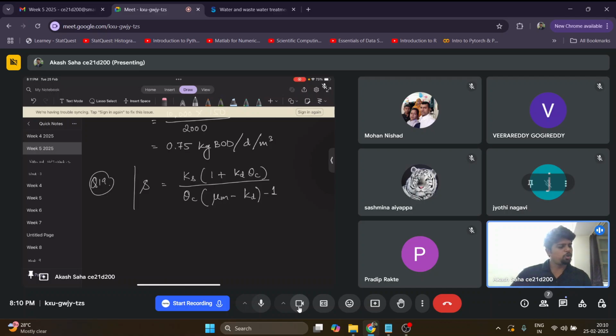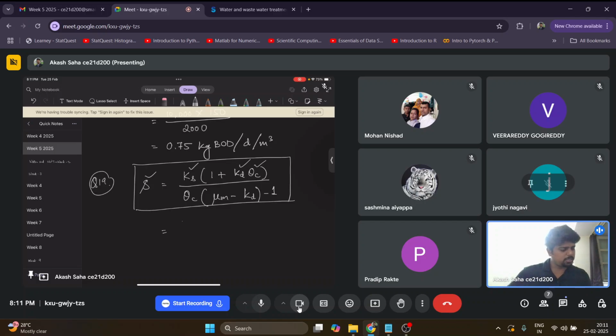If you know this formula, in the exam they can give all the parameters and miss one of them, and you have to find out either the half saturation constant or theta c or kd. Any one of them will be missing, or the S, and you have to find that term based on the information of the other terms. Okay, so that's how it goes.